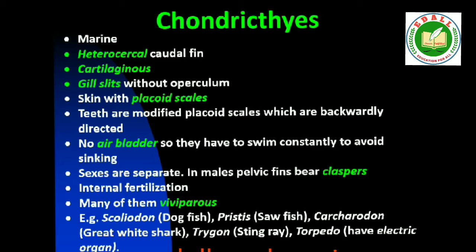These animals are predaceous. Due to the absence of air bladder, they have to swim constantly to avoid sinking. Heart is two-chambered, one auricle and one ventricle. Some of them have electric organs, for example, Torpedo, and some possess poison sting, for example, Trygon. They are cold-blooded, poikilothermous animals, that is, they lack the capacity to regulate their body temperature.